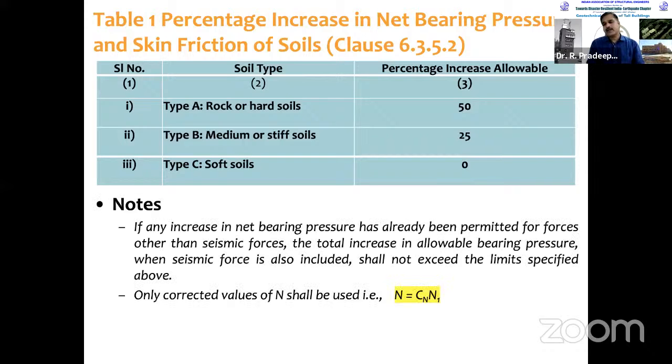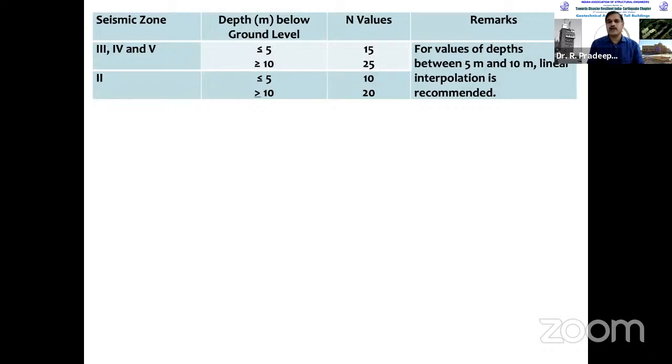How do we decide the N values? First we test the uncorrected N values, and then we apply the overburden pressure correction, that is, multiply by CN, to get the corrected N values. The code gives the limitations of these corrected N values for zone 2, zone 3, zone 4 and zone 5. At different depths, 1893 says the values cannot be lesser than this, meaning certain types of soils are not acceptable. If we encounter lower N values, we need to improve the soil condition first before going ahead with the design of structures.